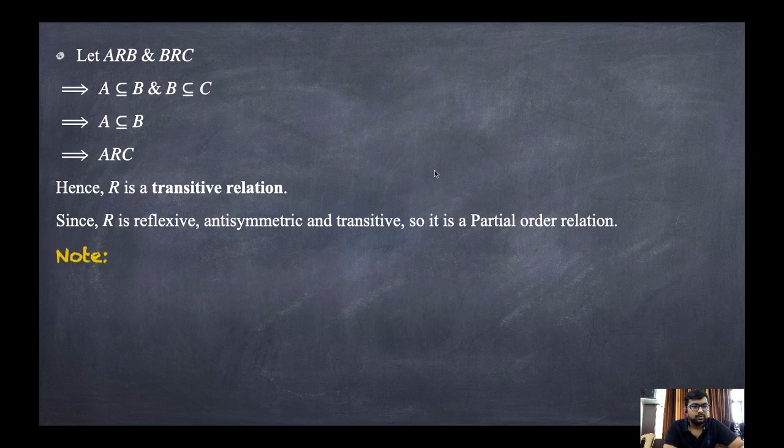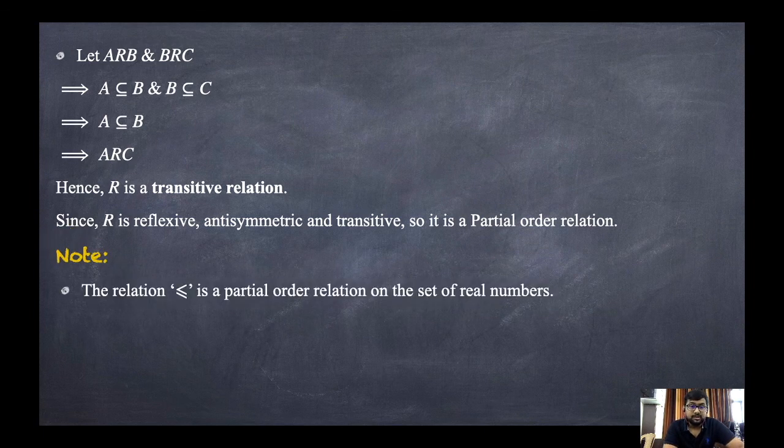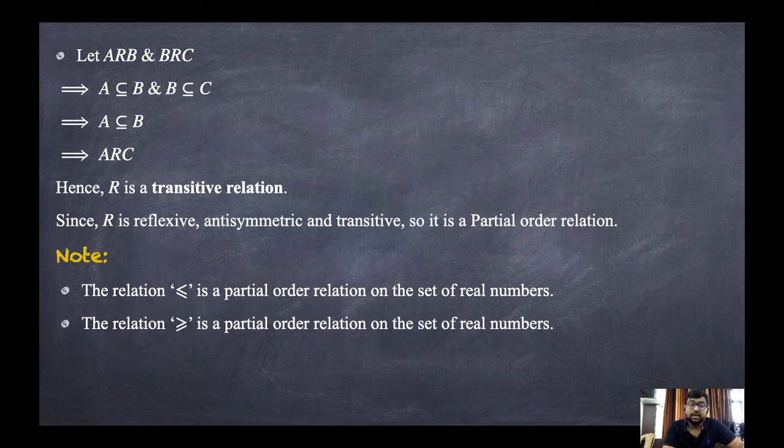Now let us take note that this relation less than or equal to, just like the subset relation, is also a partial order relation on the set of real numbers, that is R. And in the same manner, the relation greater than or equal to is also a partial order relation on the set of natural numbers or real numbers.